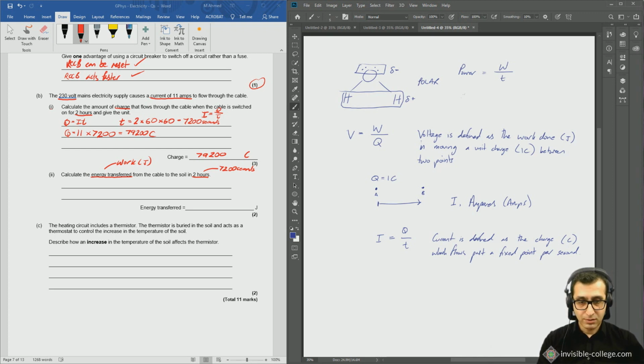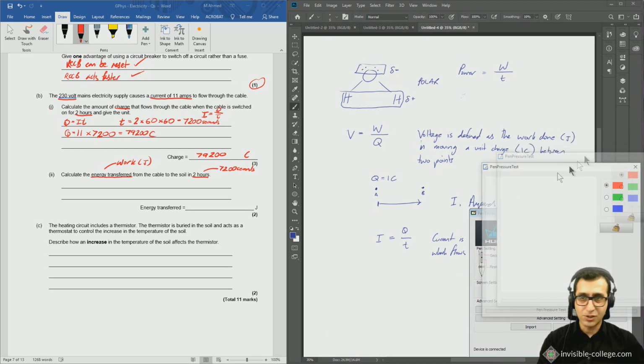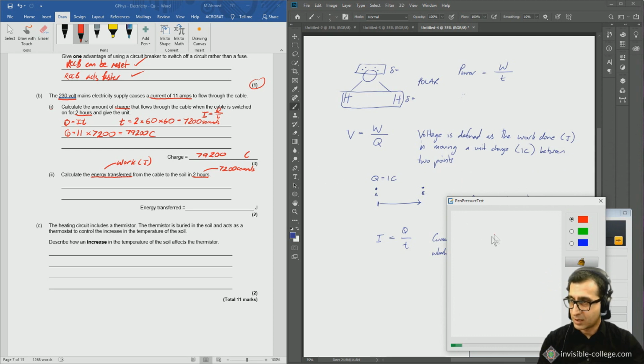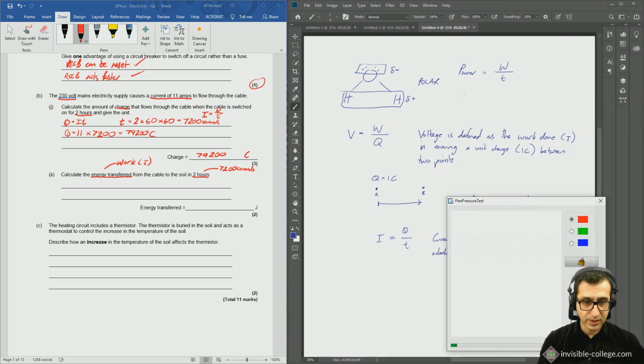I think my graphics tablet is deciding that it doesn't like me using Microsoft applications as well as Adobe applications. So bear with me a second here where I get it up and running again. There we go. So that should work. Okay, so power in an electrical circuit, I say should work, obviously isn't. Let's try that again.